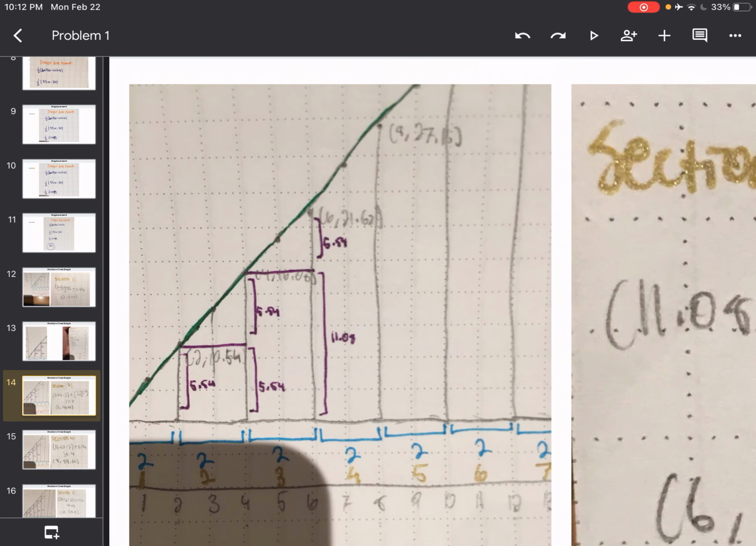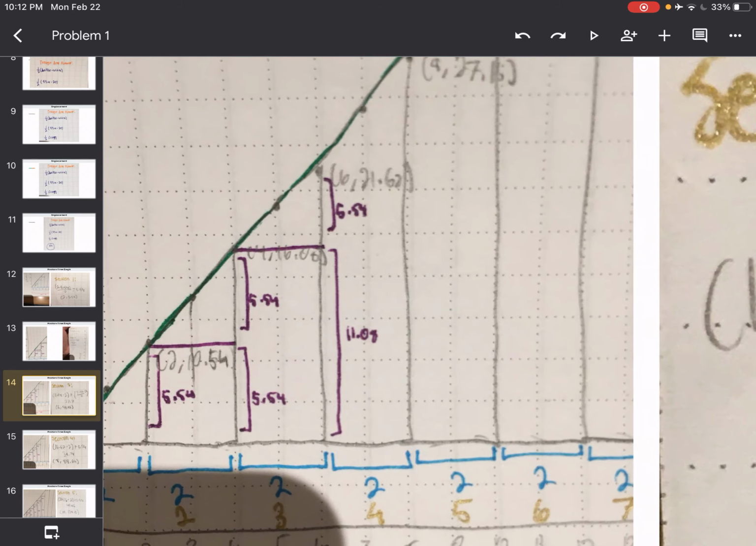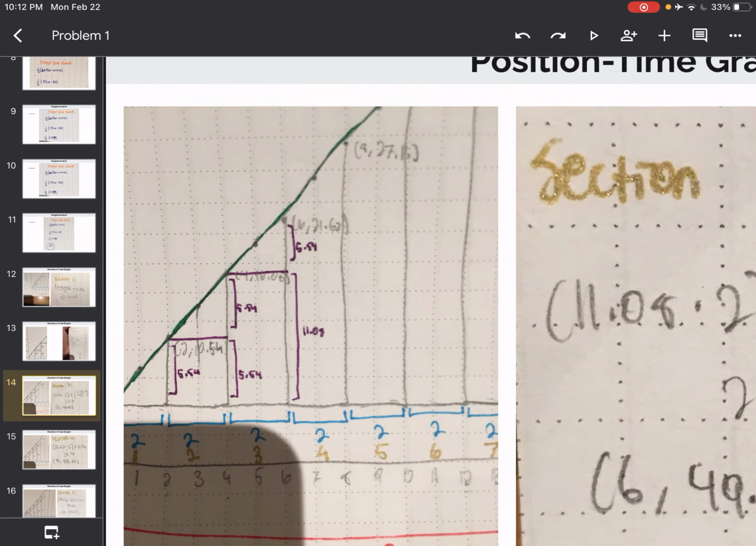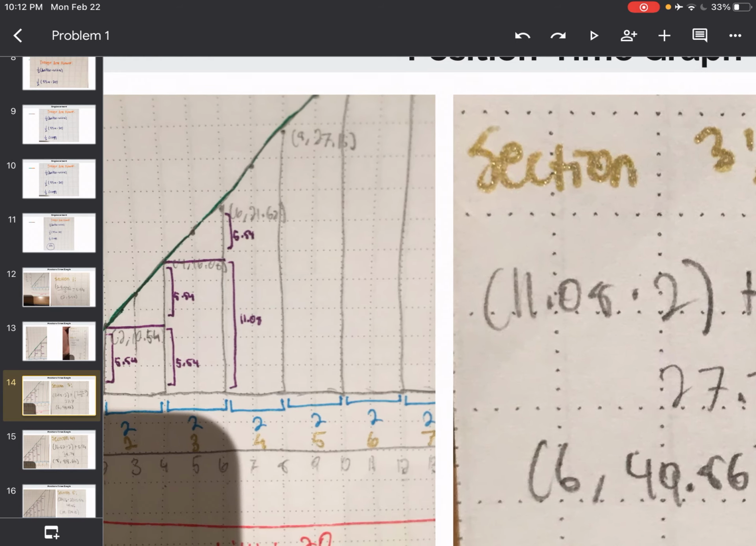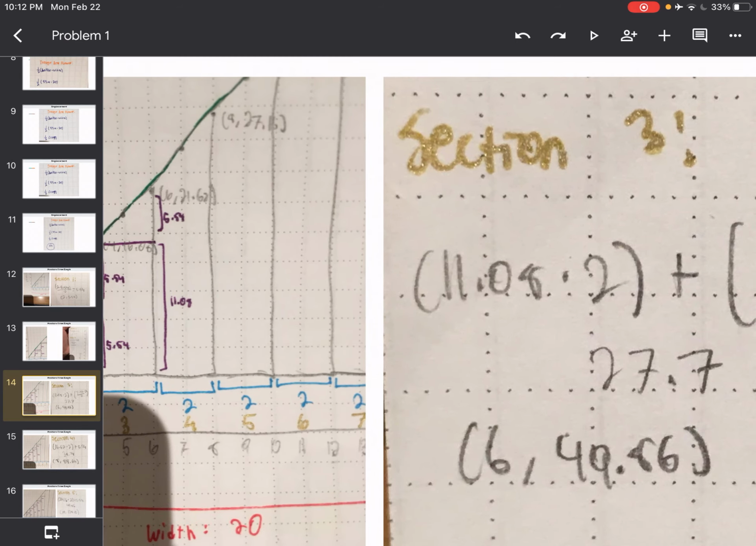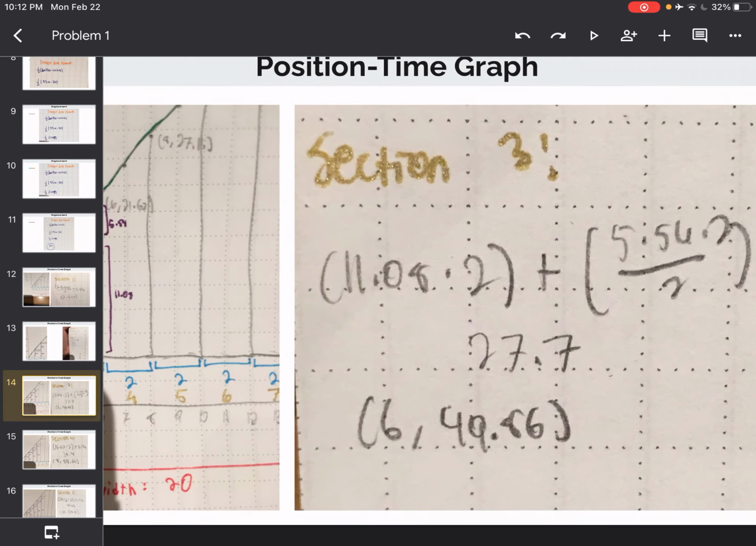2 times 11.08. As you can see, we're splitting this trapezoid up into a triangle and a rectangle. The triangle area stays the same, it's 5.54, but the rectangle's height increases by 5.54. So here it was 5.54, now it's 11.08. And we're just going to systematically multiply these together in order to get the area of all of these trapezoids, and then we're going to find our coordinates.